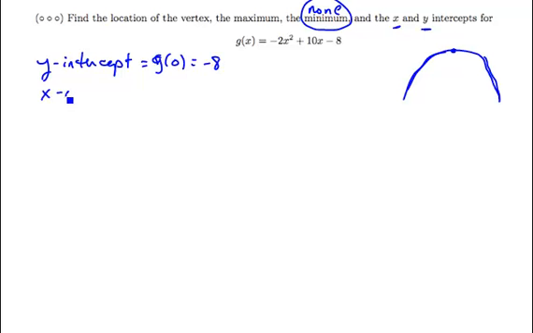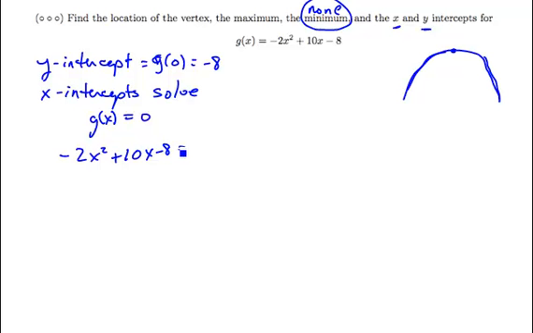The x-intercepts solve the function equals 0. So we want to solve -2x squared plus 10x minus 8 equals 0. It's again a degree 2, a quadratic, so we can either use the quadratic formula or we can try and factor it. Since everything here is even, I would try pulling that -2 out, and give factoring a try.